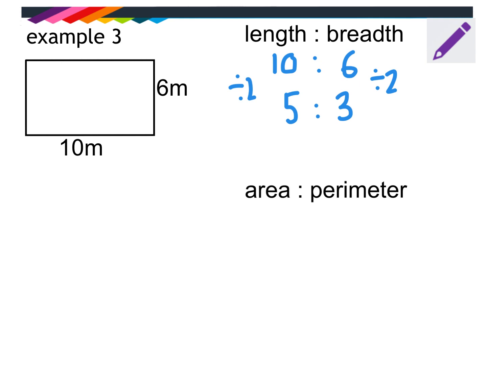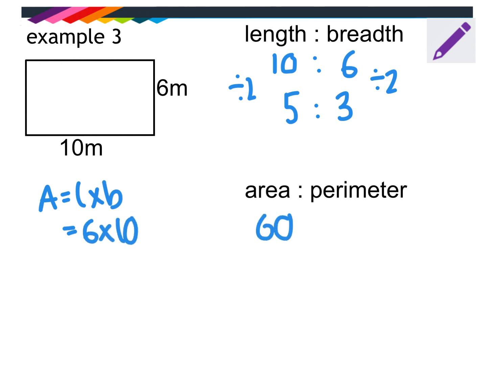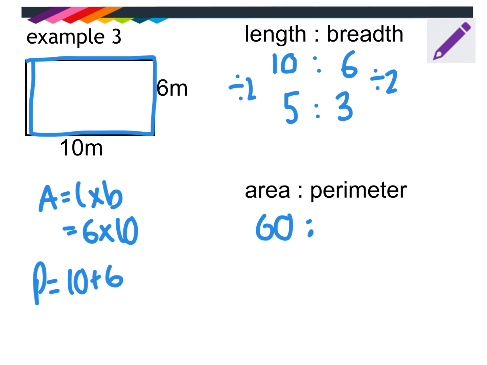I'm going to ask you for area to perimeter. So remember, area is length times breadth. So that is 6 times 10. So my area is 60. Perimeter is if I was walking right around this rectangle. So my perimeter would be 10 plus 6 plus 10 plus 6, whichever way you want to do that, which is 32. Now just looking at these numbers, 60 to 32 can simplify because they are both in the 2 times table.